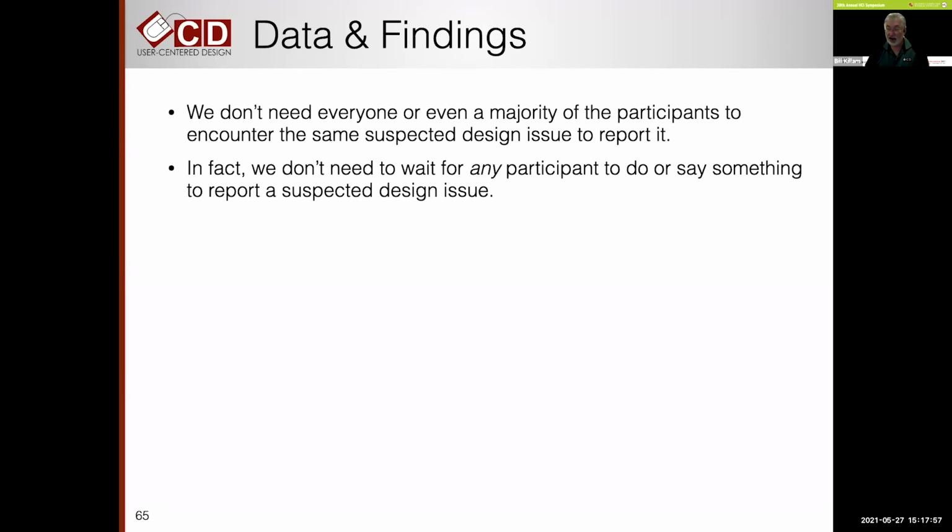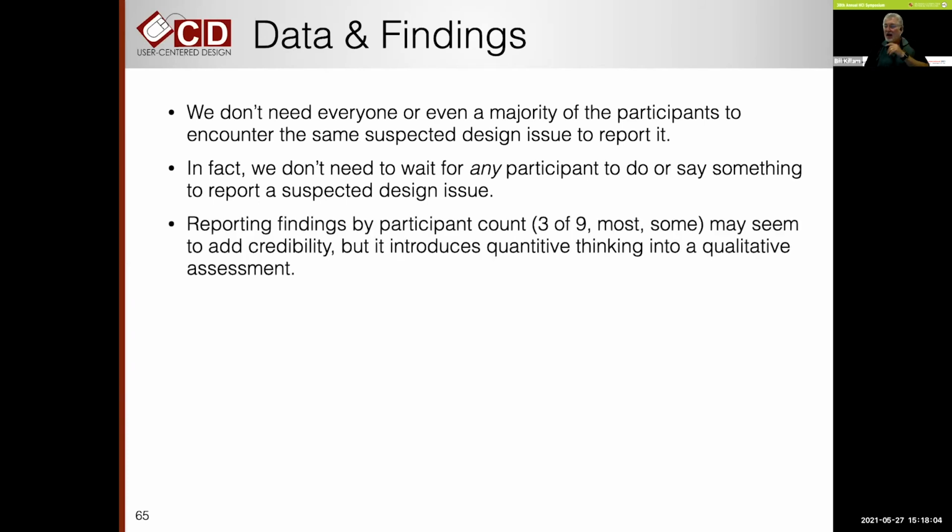And we shouldn't shy away from giving them more data than participants provided at that given moment. There is a tendency to want to give counts. Most people, some people, 3 of 9. The problem with giving this is it seems like it's adding credibility, but it also makes us try to think that what we're looking at is quantitative data. We saw participants do this is really what you want to say. No participant actually did this, but if every participant did it, sure, maybe you want to say that.